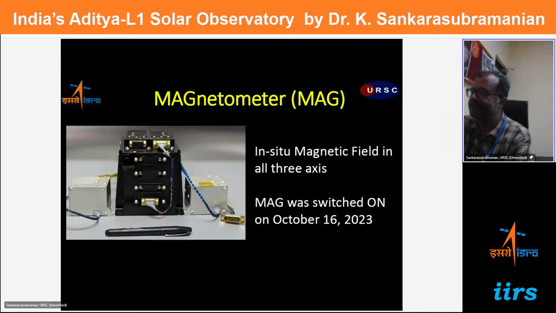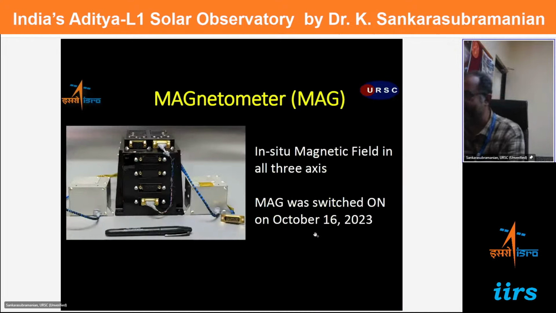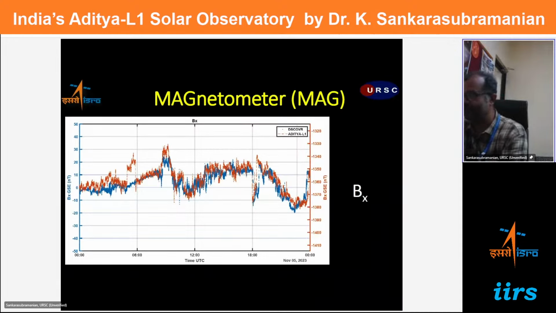Then coming to the magnetometer, as shown on October 16, 2023, I'm going to show you some measurements in the stowed condition. In the open condition, the calibrations are going on. We'll be able to get better results and better accuracies in the unstowed condition. So this is a stowed condition.